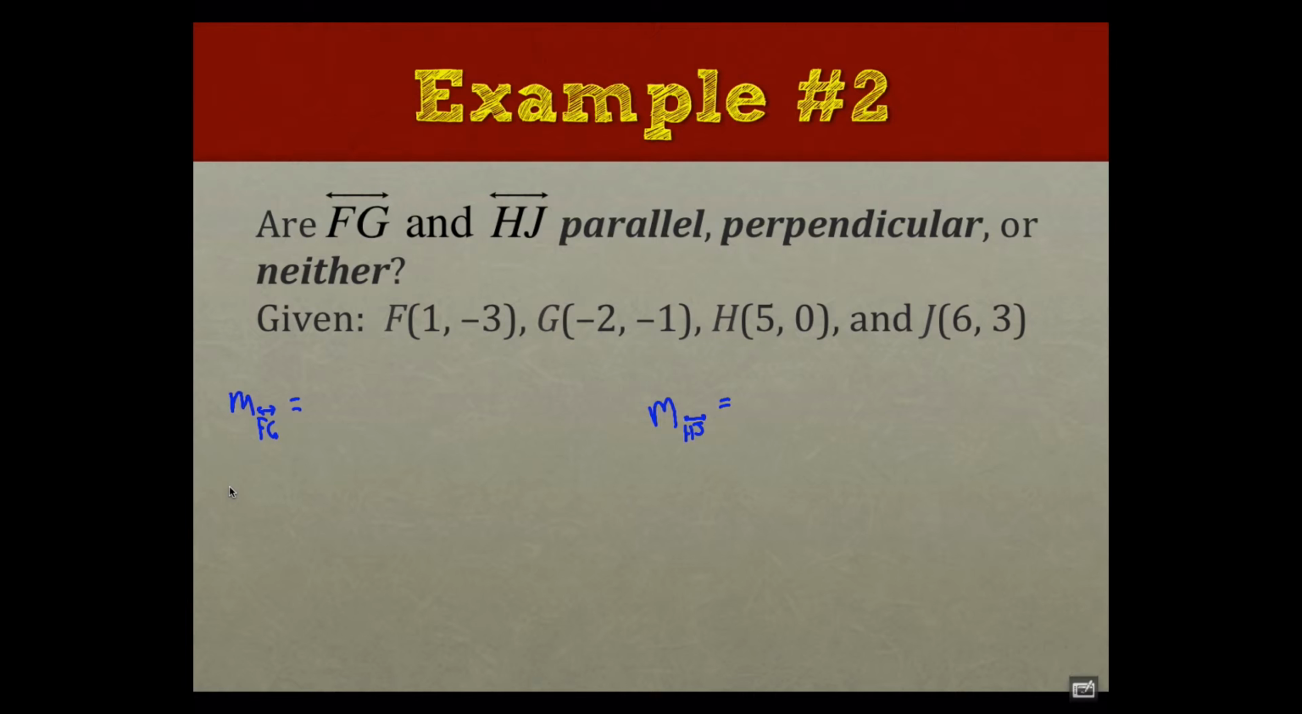Molly, what'd you get for the slope of FG? Before I write that down, do you all agree? Yeah. Negative 2/3. Love it. Whoops, that's a 2. I'll do that over again.